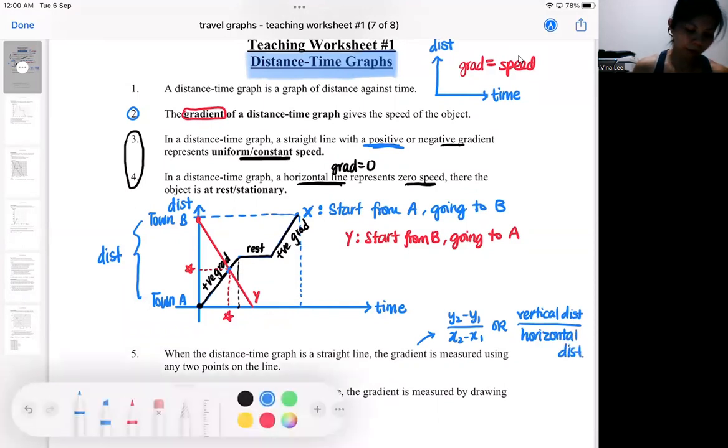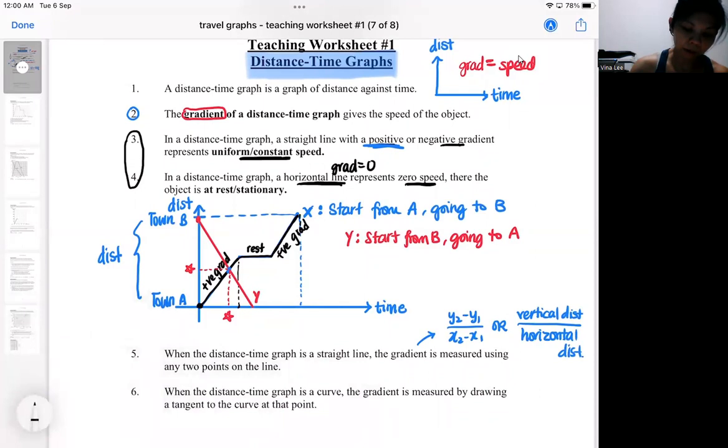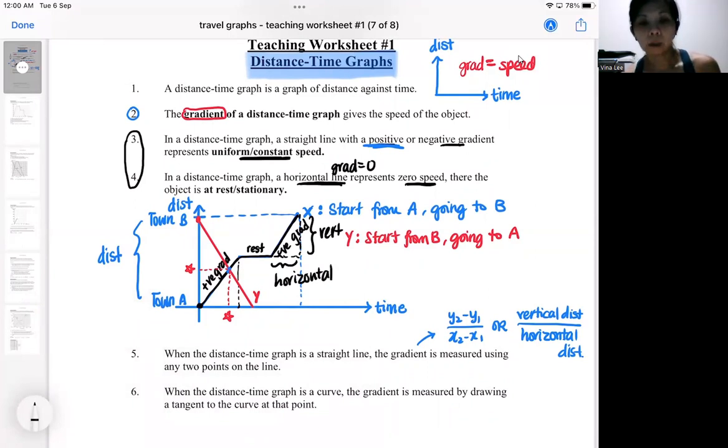So if I would like to know this gradient, I can take the vertical distance over the horizontal distance. Okay, so that's how we can find the gradient. That is the idea of gradient of a straight line on a distance time graph.